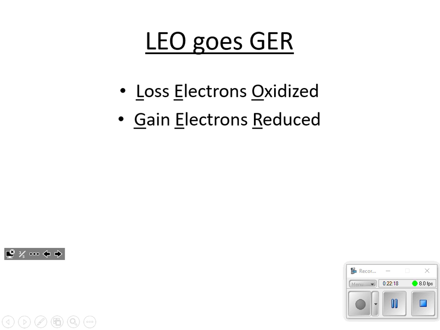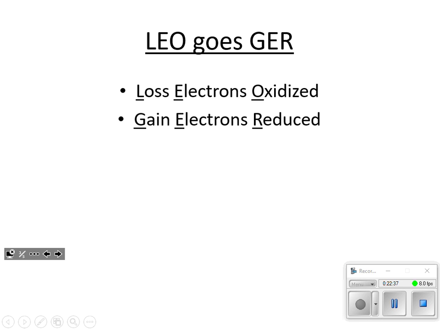By the way, just to get it out of the way, there is a second mnemonic device to know this. It's far inferior to LEO goes GER. LEO goes GER is great, because sometimes I can just be looking at Jack's paper and I'll just say, GER, right to him. And he'll know, oh, gain electrons reduced. Okay, I see what I did wrong.